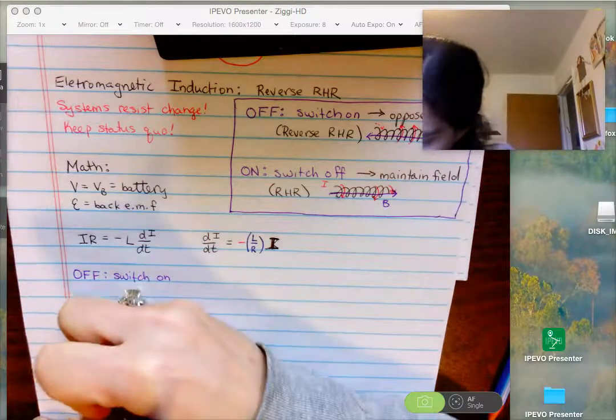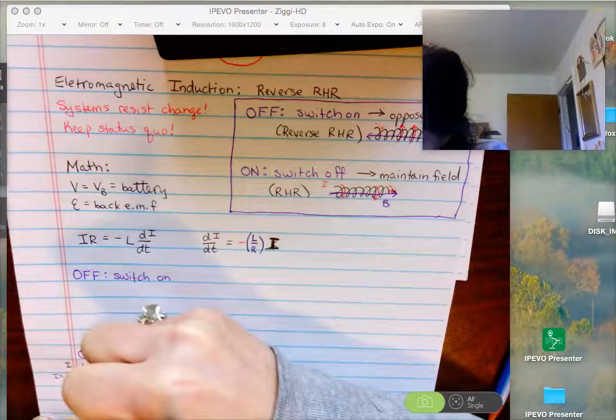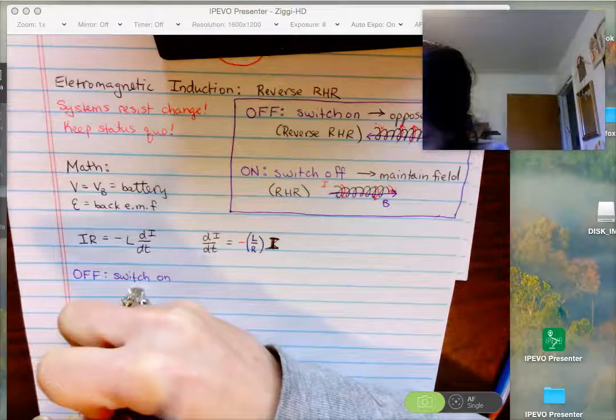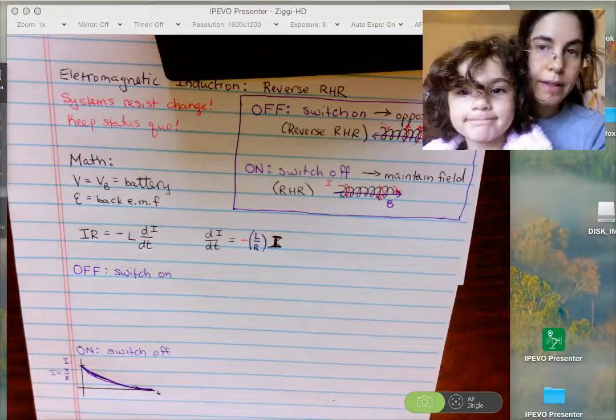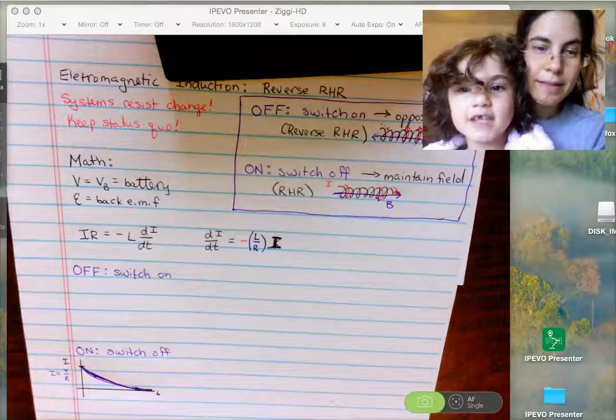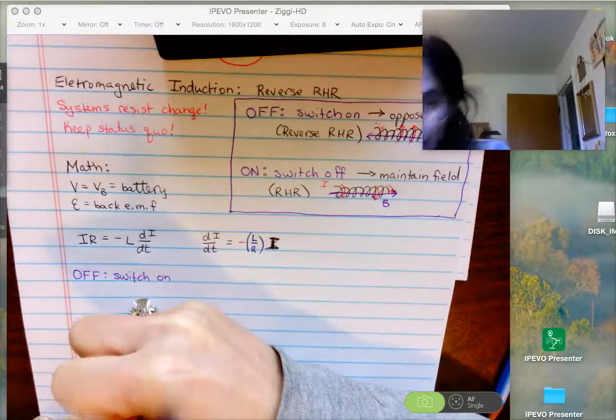Now let's connect the dots. What goes from a high slope to a low slope, like this? Anybody recognize that exponential decay shape? Sure.